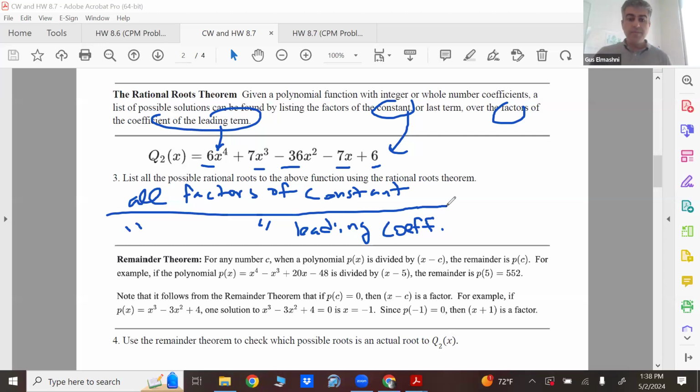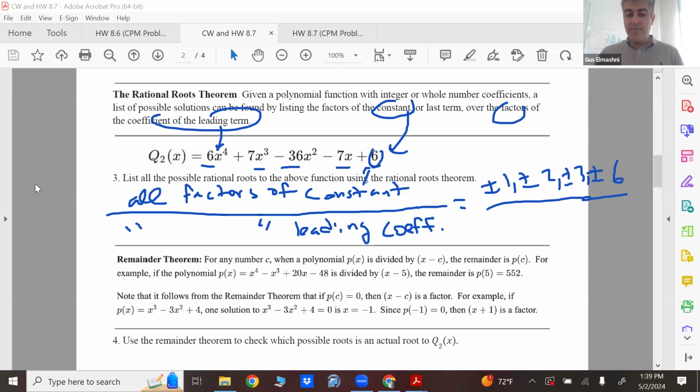Cool. Good, right? So in this case, what am I going to do? Where are all the factors of my constant? What's my constant here? So I'll put plus or minus 1, plus or minus 2, plus or minus 3, and plus or minus 6. It's a coincidence, but what's my leading coefficient here? Same thing. Plus minus 1, plus minus 2, plus minus 3, plus minus 6.